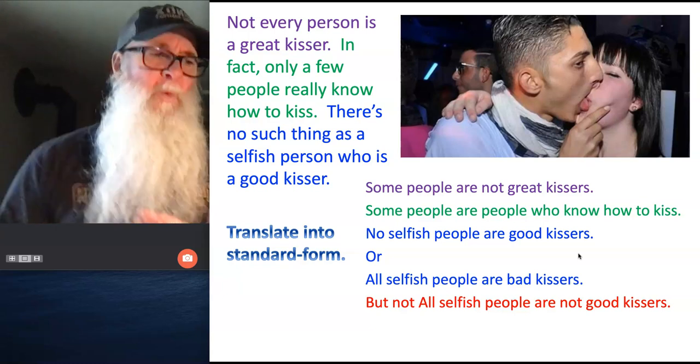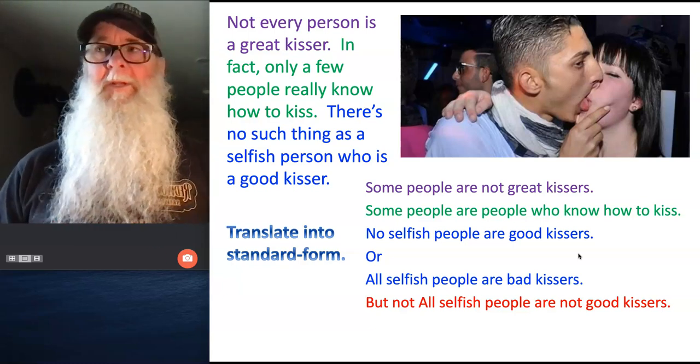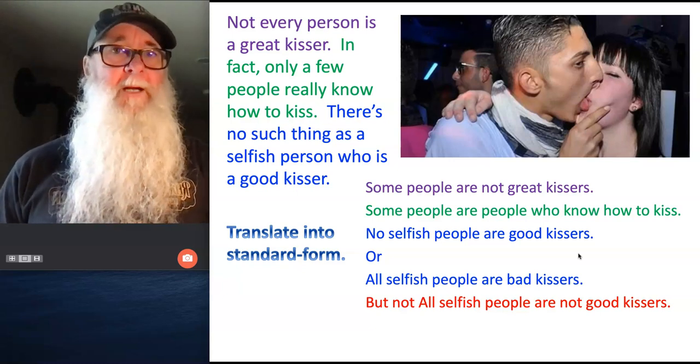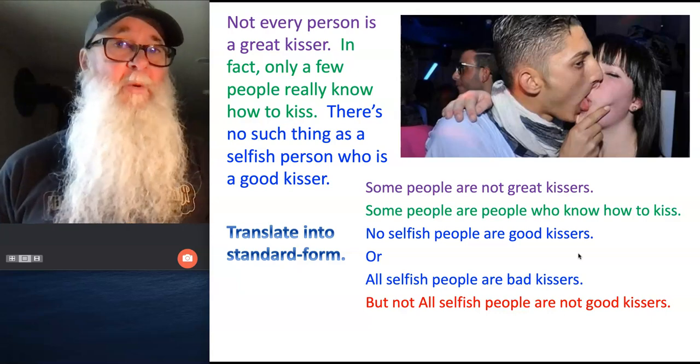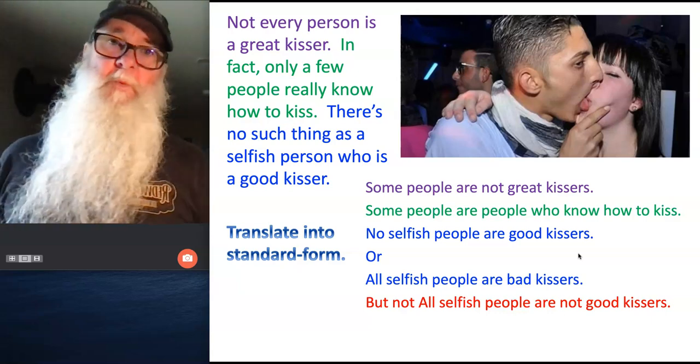But remember, we've got these 4 standard form categorical statement forms that we can work with. All X are Y, no X are Y, some X are Y, some X are not Y, but we don't have all X are not Y, okay? So here's a note worth writing down.